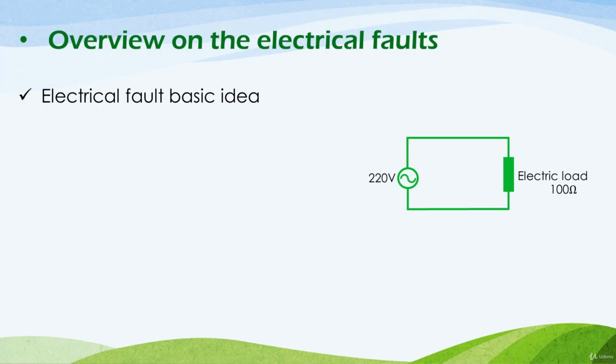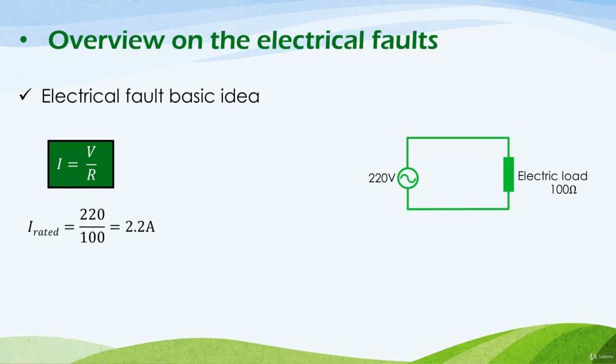So if we need to calculate the electrical current that will pass through that simple circuit, we easily divide the voltage of the source over the resistance of the load. So it will be 220 over 100, which gives a current of 2.2 amperes. But this 2.2 ampere is called the rated current, and it's the current that the load absorbs at the normal case or the rated case of operation for the electrical load.